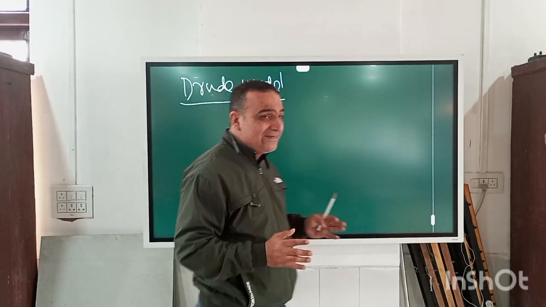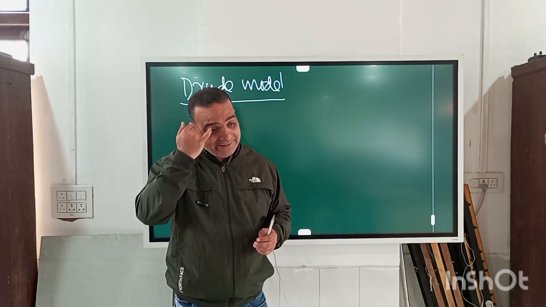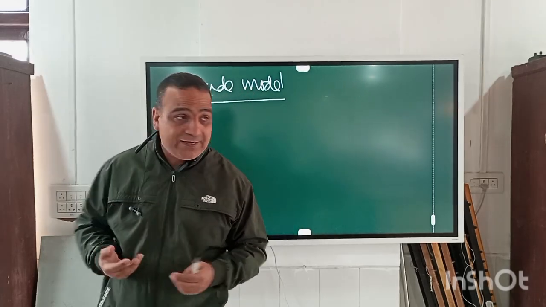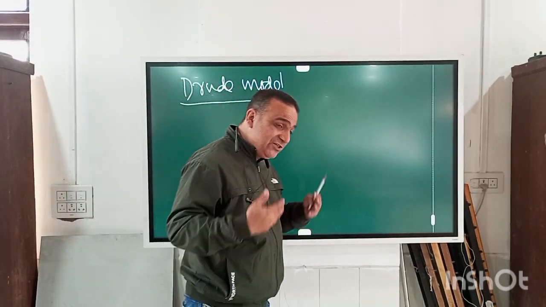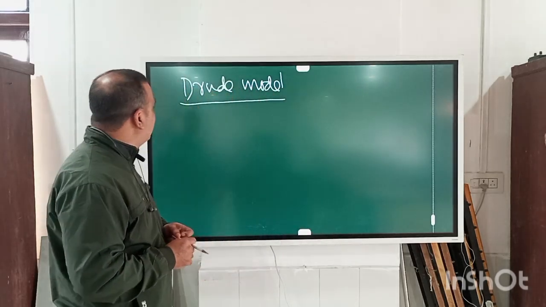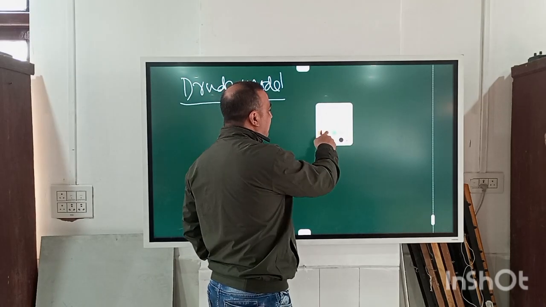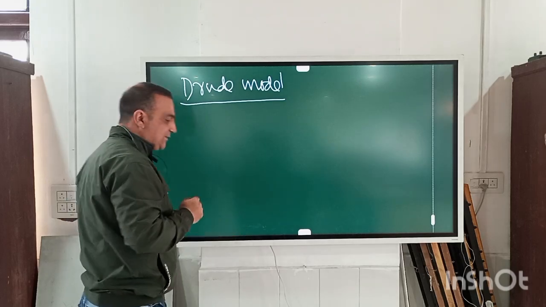So I would like to continue from the part where we had left off, when we were discussing the Drude model of metals, which is basically a classical model that demonstrates some of the experimentally confirmed facts about these metals. So we'll be talking about this.